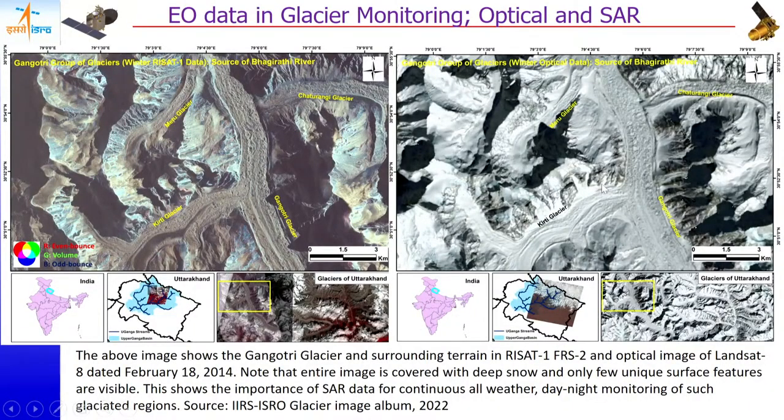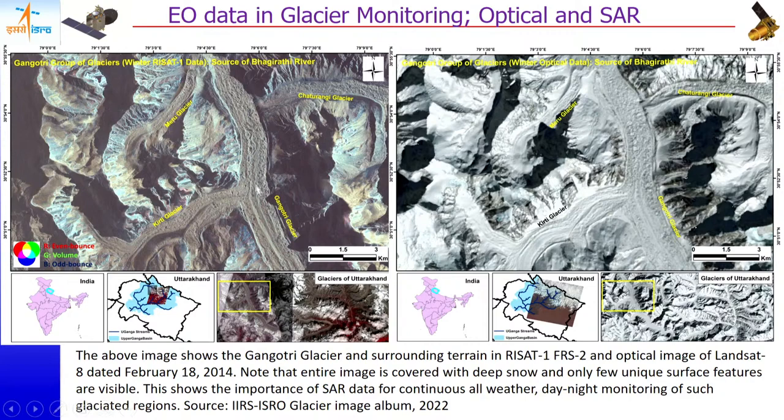Just to give an example of the all weather capability of earth observation data these days, this is an image of the peak winter, 18th February 2014, Landsat data for the Gangotri, and this is the 18th February 2014 EOS 4 data, not EOS 4 but the reset one. Now it is RISAT-1A, renamed as EOS 4.